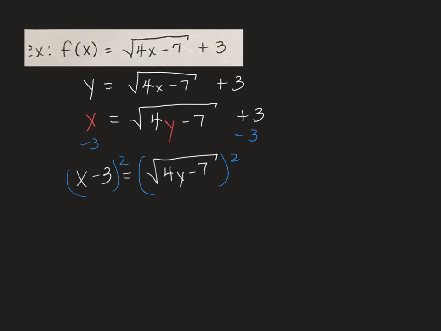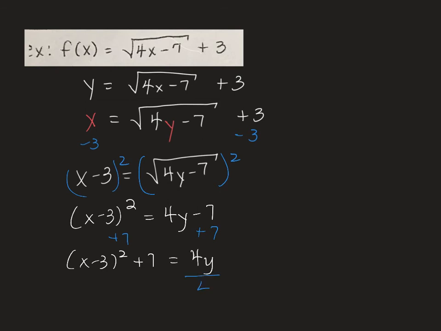I'm not going to make you FOIL that out if you don't want to. We can kind of leave it alone for now. So this is going to be x minus 3 squared equals 4y minus 7, and continue to solve for y. So add 7 to both sides. X minus 3 squared plus 7 equals 4y. Can then divide by 4.